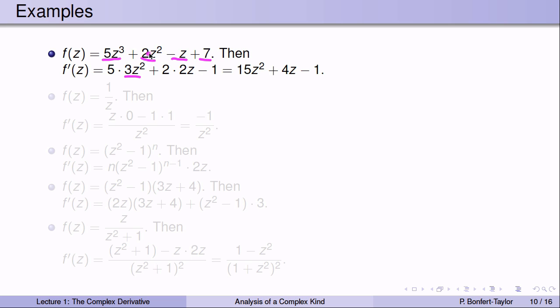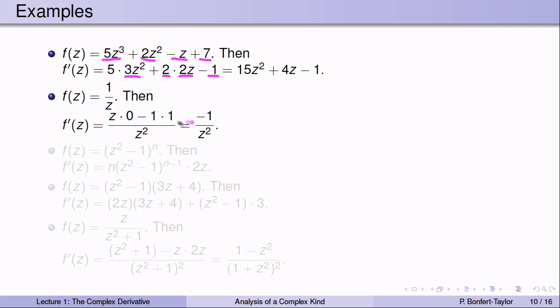Similarly, we find the derivative of 2z squared. The 2 goes to the side times the derivative of z squared, which is 2z. The derivative of z is either the one that we found earlier, it's just 1, or you could also apply this as the derivative of z to the first power, which is 1 times z to the 0th power, which is also 1. And 7 is simply a constant whose derivative is 0. Therefore, I didn't write down the plus 0 part. Now, if you wanted to simplify this a bit, this is 15z squared plus 4z minus 1.